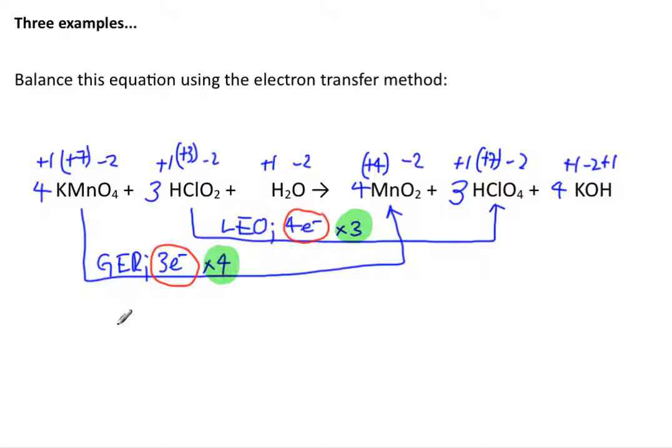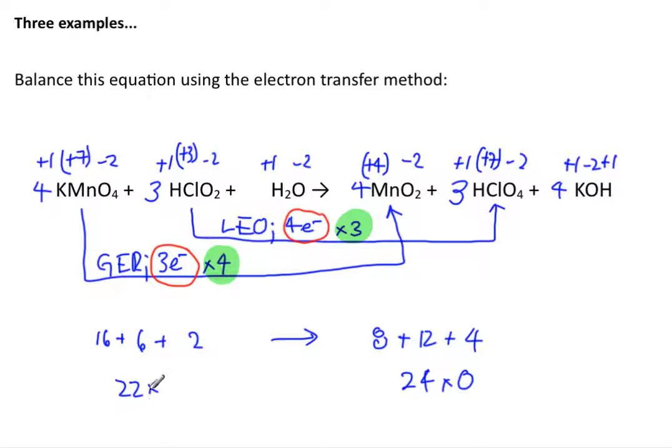So I have 4 times oxygen, that's 16, plus 6, plus 2. That goes to 8, plus 12, plus 4. So that's 24 times O, and currently I have 22 times O. So how do I make those two equal? Well, notice this is the only term left that I haven't balanced. I can make that 2 water, and if I make that 2 water, I add 2 more, and so that becomes 24. And so now it's balanced.